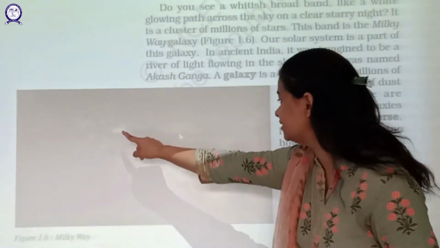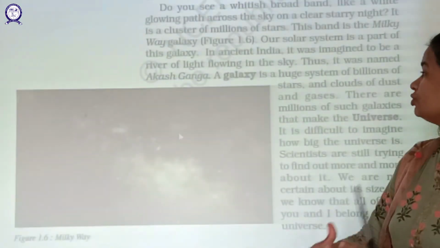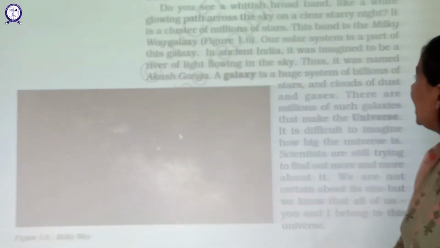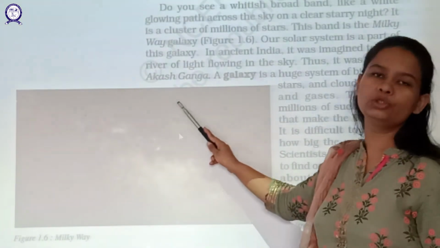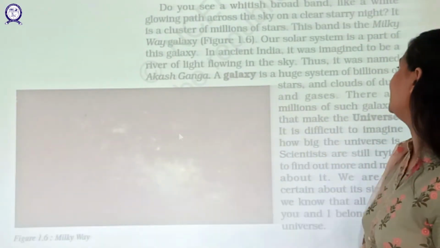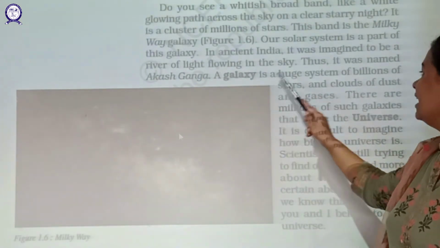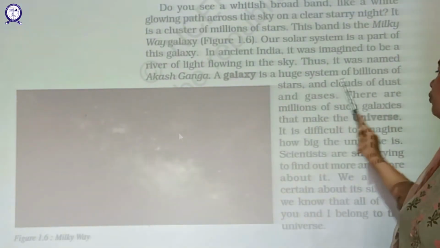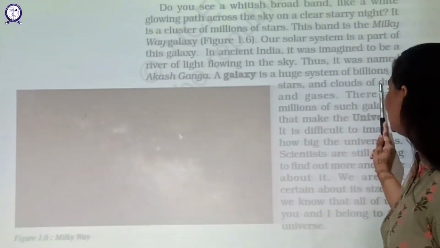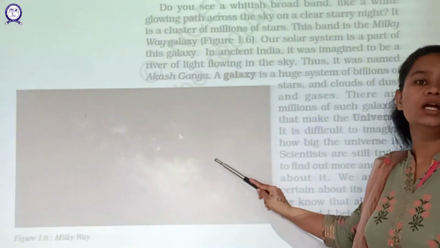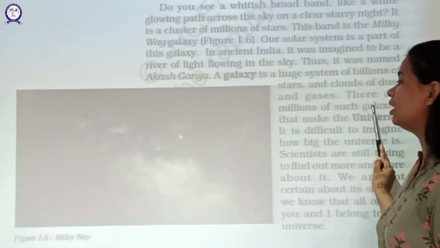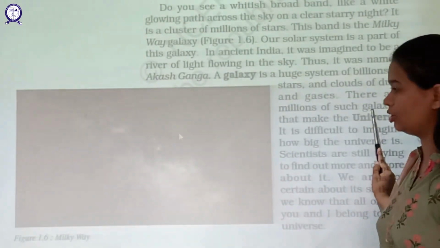When a group of millions of stars come together, then they together form a particular band, and that is called a galaxy. What is a galaxy? When millions of stars come together, then they form a galaxy. So we can say that a galaxy is a huge system of billions of stars and clouds of dust and gases. Not only stars are involved in the formation of a galaxy, but the dust particles are also responsible for the formation of a galaxy.